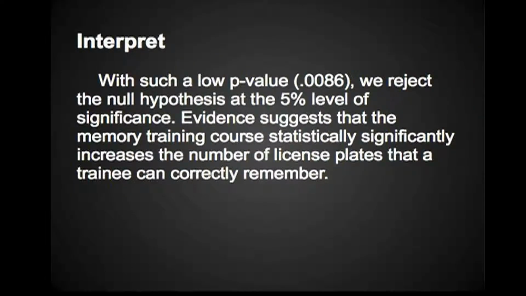And now to interpret the results that we calculated. With such a low p-value, 0.0086, we reject the null hypothesis at the 5% level of significance. Evidence suggests that the memory training course statistically significantly increases the number of license plates that a trainee can correctly remember.